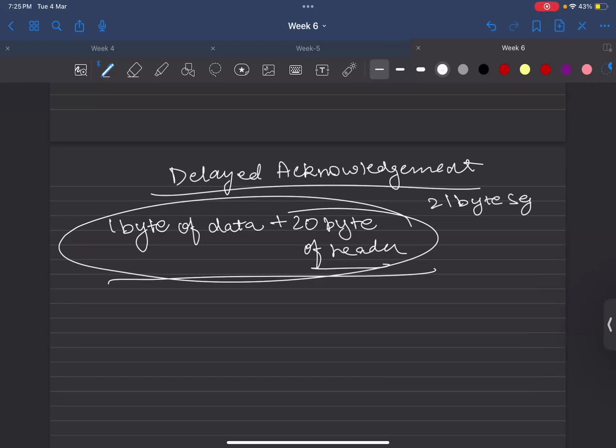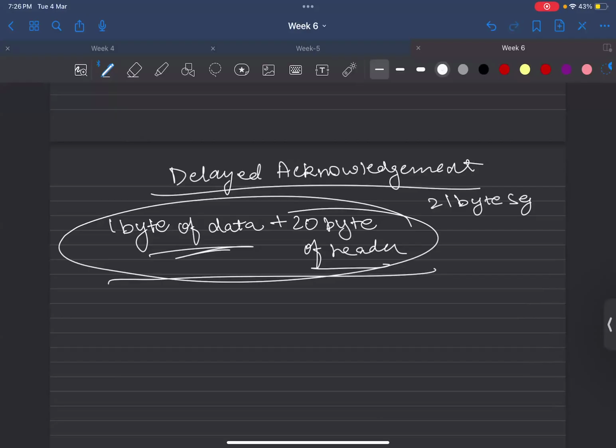What do you mean by delayed acknowledgement? Any idea with the name? The acknowledgement will be delayed. Can you explain further? What do you mean by acknowledgement will be delayed? The receiver will wait till it has got a sufficient amount of data so that it can send an acknowledgement. Yes. So basically, now I'm sending 1 byte of data so that more data can be received. It shouldn't be like for 1 byte of data and 20 bytes of header I'm sending an acknowledgement, then again 1 byte of data is sent.